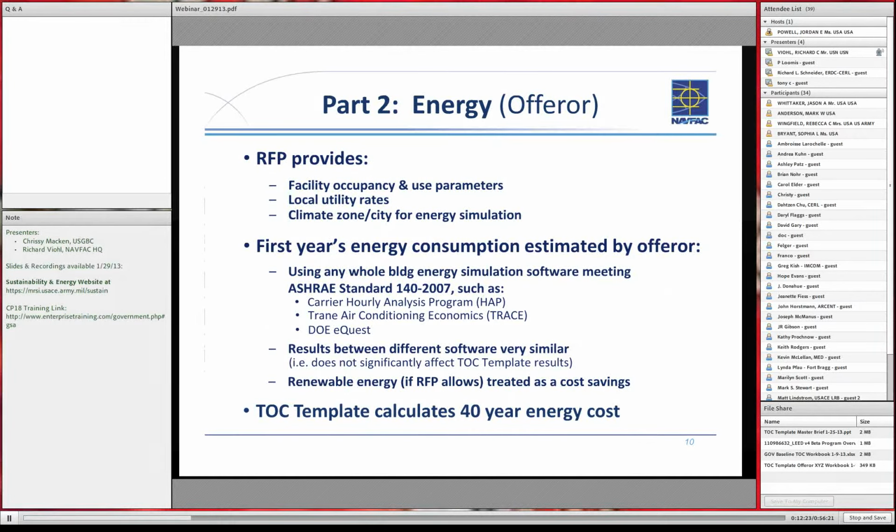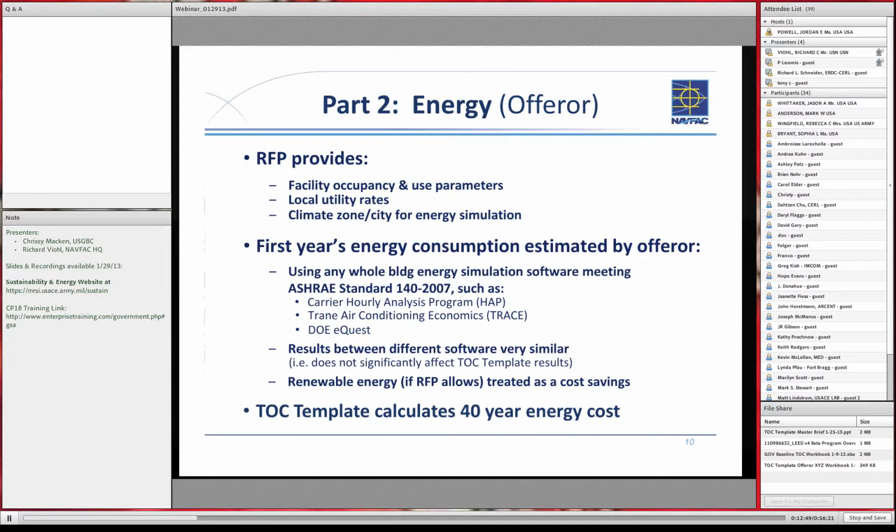And in the RFP, we would include such information as the building occupancy and use parameters and the utility rates, the climate zone to be used, etc. So that everybody, all the offerors, are modeling things on the same set of assumptions and parameters. The only difference would be their approach to the design of the building, their concept design.